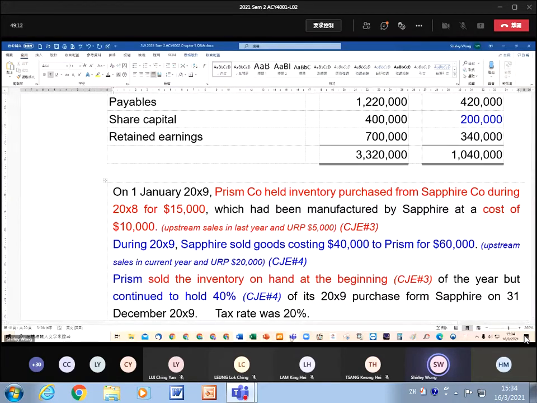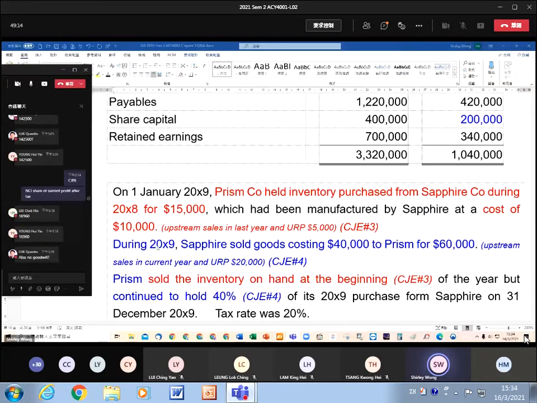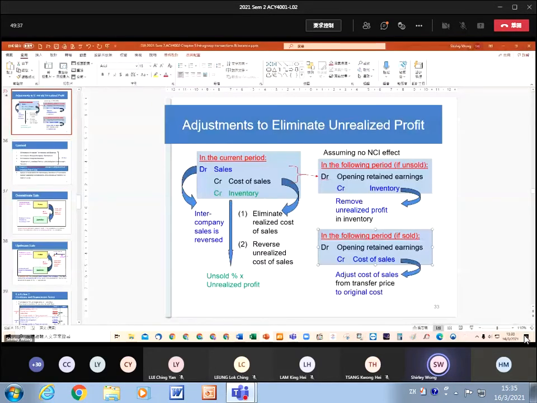And then another upstream sale. During 2009, the subsidiary has sold another batch of goods that cost 40,000 to the holding company at 60,000. So in this case, I will also write it down. It is an upstream sale in the current year, and the unrealized profit is 20,000. So now it is the current year, so you need to go back to here and think from this angle. Now is the current year, and then you need to go through this entry.